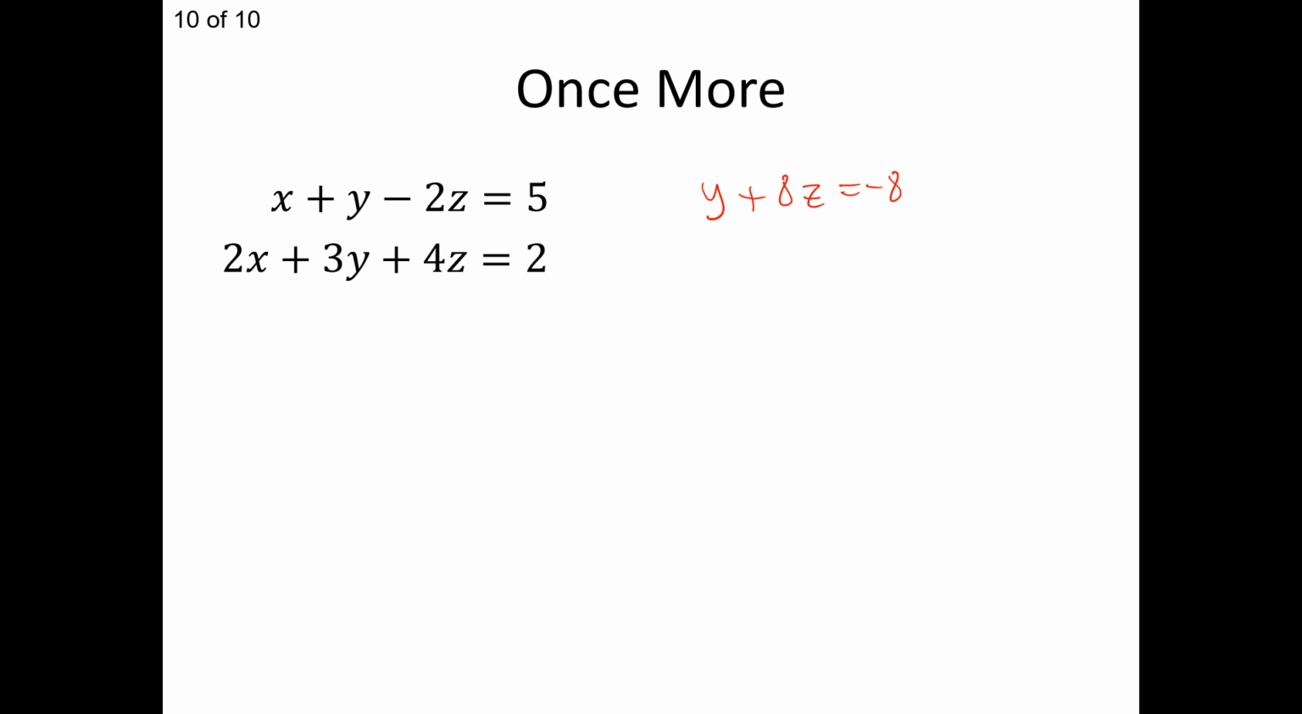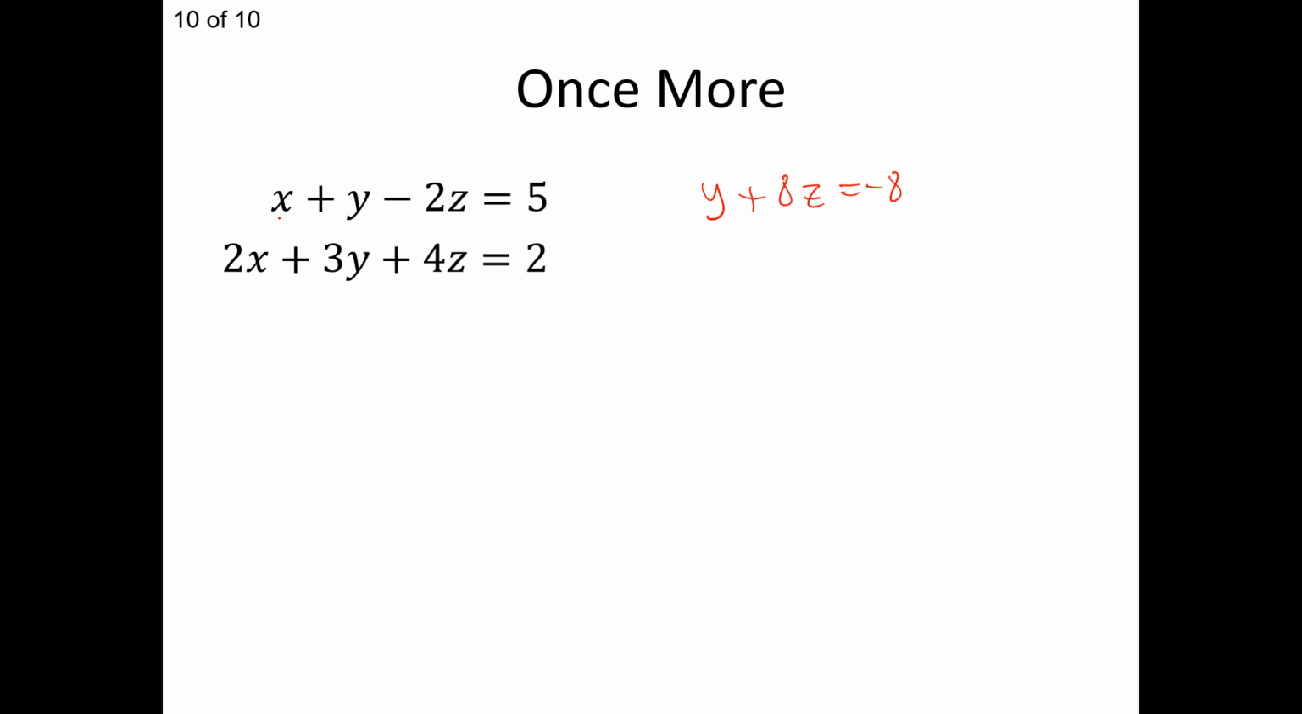What I'm gonna do now is go back to my original two. In this case, instead of eliminating x, next time I'm gonna eliminate y. And to eliminate y, I'm just going to multiply everything in my top equation by -3, and then add that to my bottom equation.